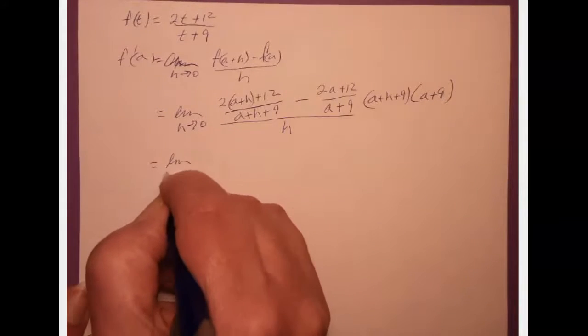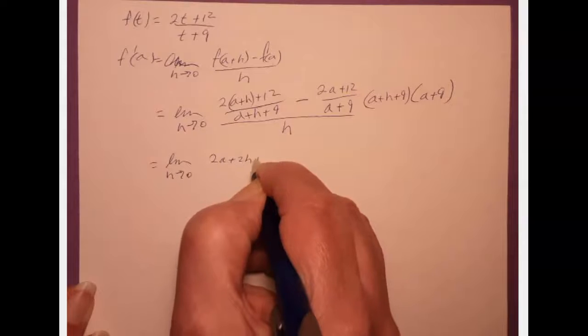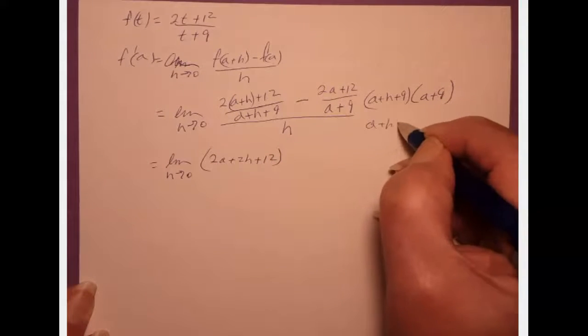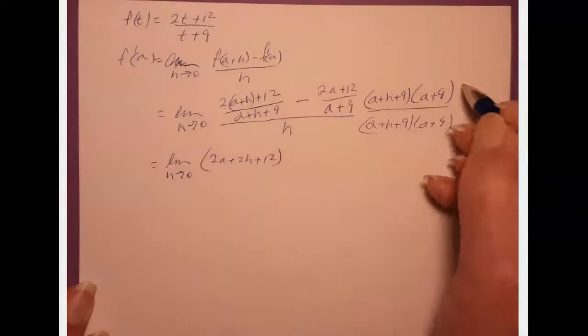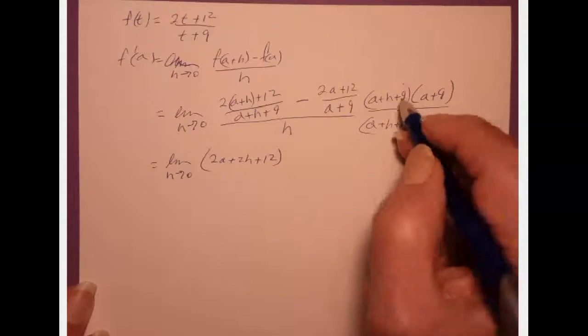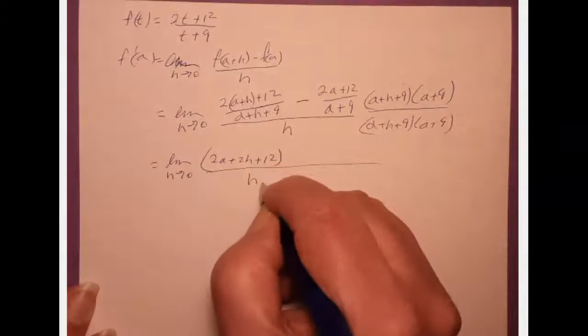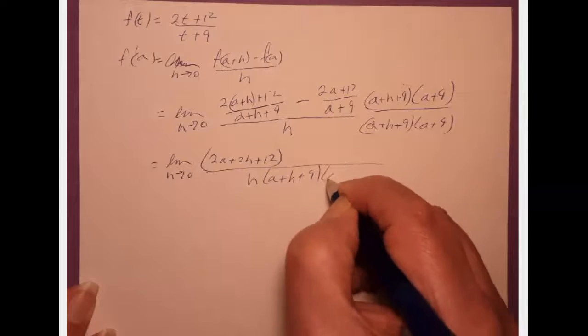So this is equal to the limit as h goes to 0 of 2a plus 2h plus 12. When I multiply, oh, I need it on the bottom too. Forgot that. Sorry about that. So here I'm multiplying by the number 1. I'm changing this so that it's nicer. It doesn't look much nicer, but on the bottom I already know I have a plus h plus 9. This is in the denominator.